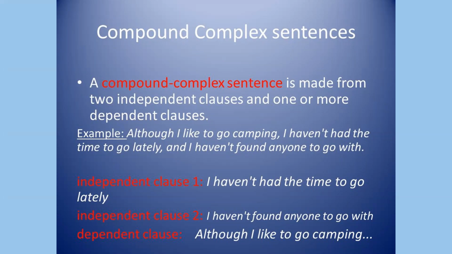These two sentences each give a complete thought. Although I like to go camping. So this is what? A dependent clause. So compound complex sentences are what? It is a combination of the two, the compound one and the complex one. So in this we are taking two independent clauses and one or more dependent clauses.